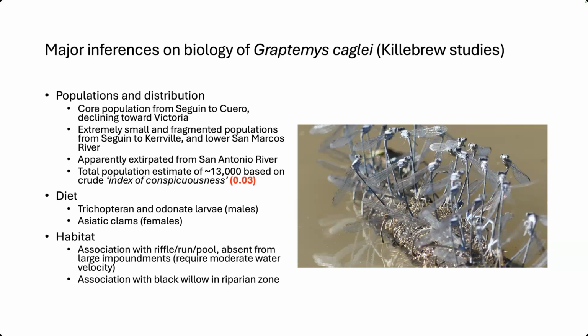And they also determined that Cagle's map turtles were associated with black willow. So willow was an important component of the riparian zone where these turtles existed and reached high abundance. And they attributed this to their observation that the willow roots supported large quantities of trichopteran larvae.